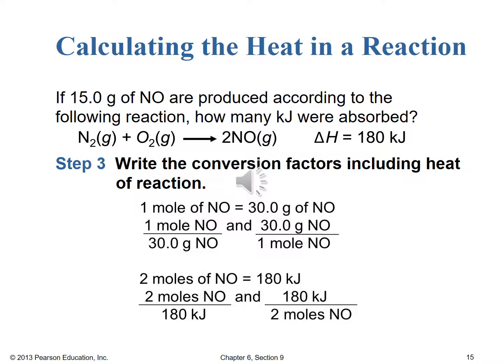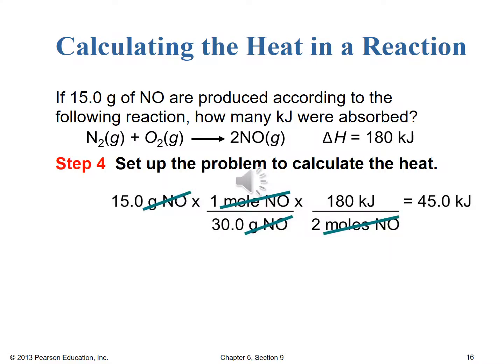The other thing we need to know is that 2 moles of NO equals a plus 180 kilojoules, and obviously we could have that conversion factor in either form that you see there, but what will dictate which form we use is the dimensional analysis setup for our reaction in step 4.